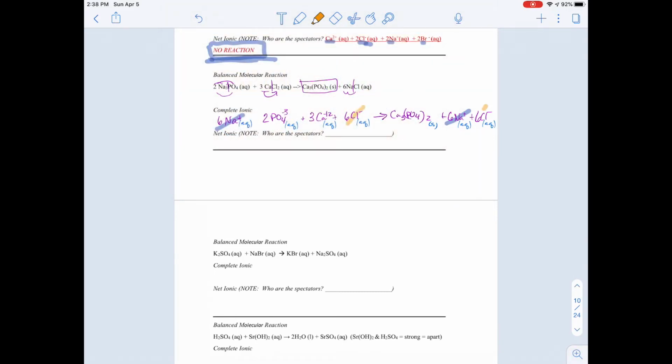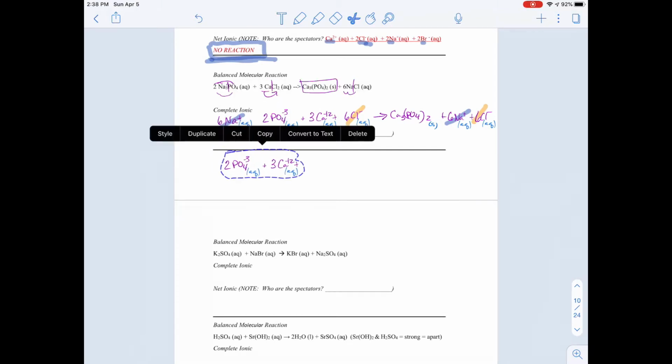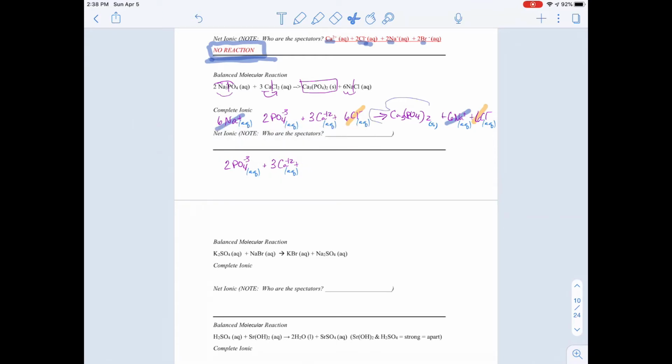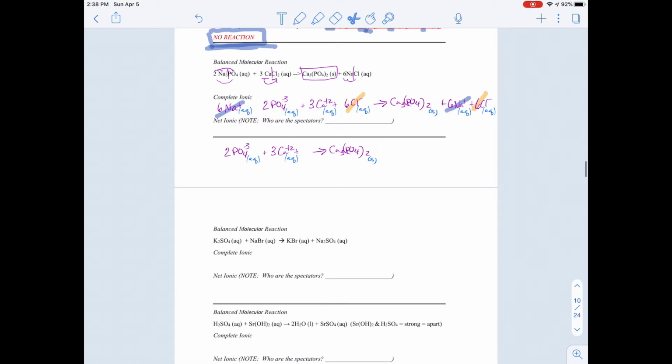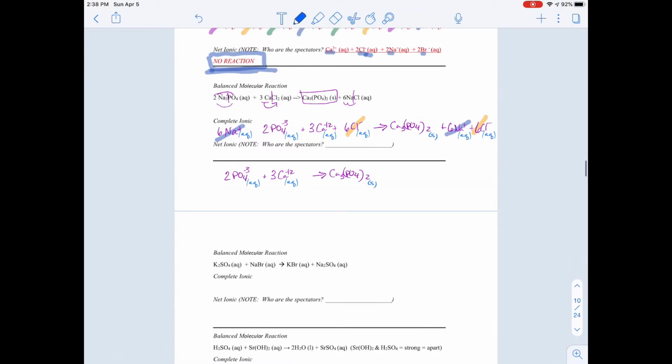And my chlorines are the same. So I'm left with this section in the middle. So I'm left with this. I'm going to actually put it down here, but this is my net. And I'm left with this. Probably want to take out that extra little plus sign there. There we go. And the spectators are the ones I canceled out.